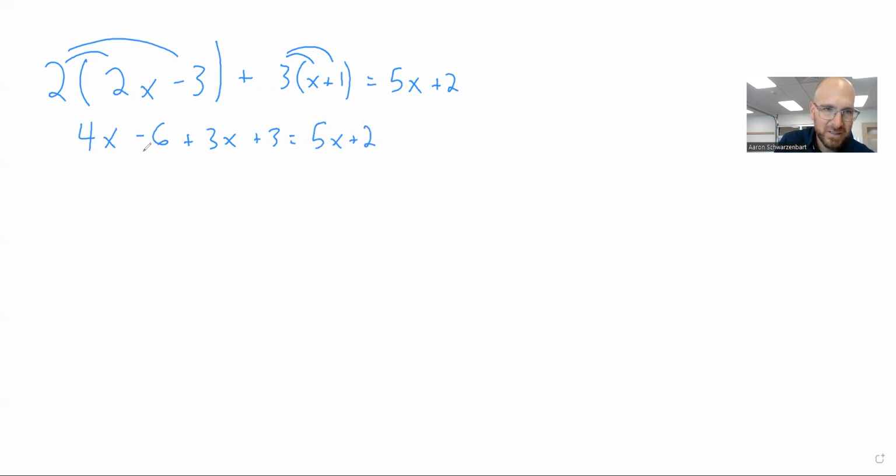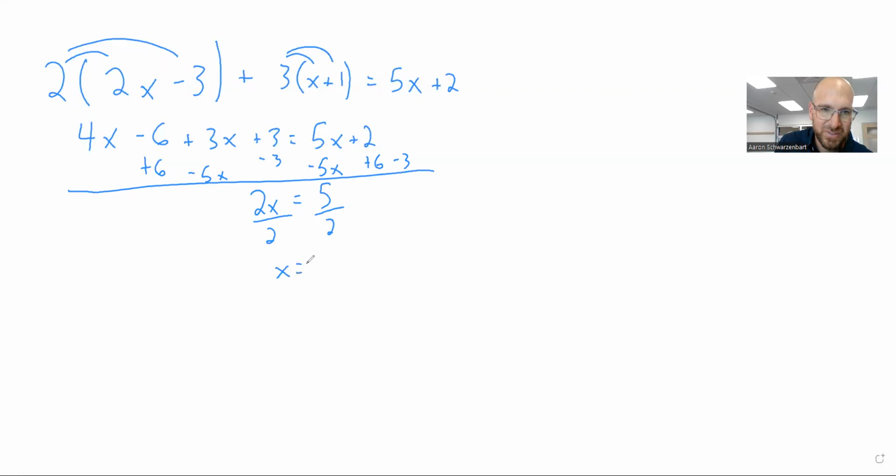I'm going to start gathering like terms. I'm going to move all of the numbers to the right, and all of the x's to the left. That'll give me a positive x. So here on the left, I've got 4x plus 3x minus 5x. That's 7x minus 5x is 2x. On the right, I've got 2 plus 6 is 8, minus 3 is 5. I will divide by 2 and get x equals 5/2. I have solved that equation.